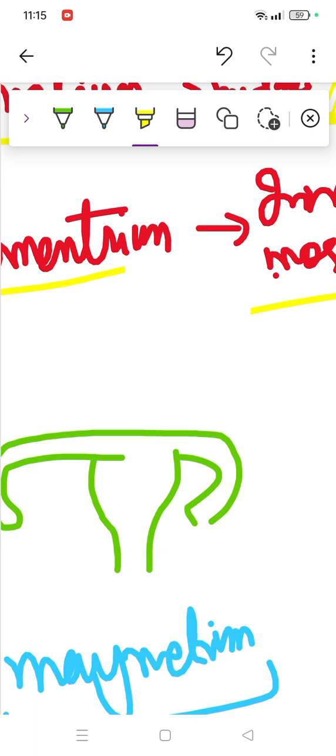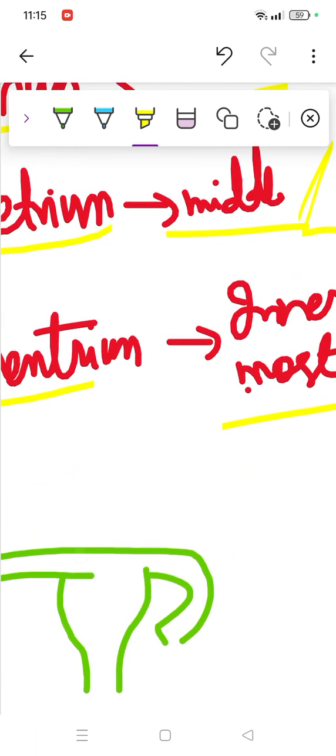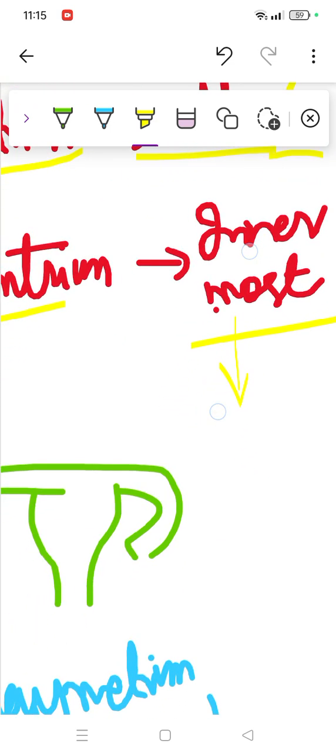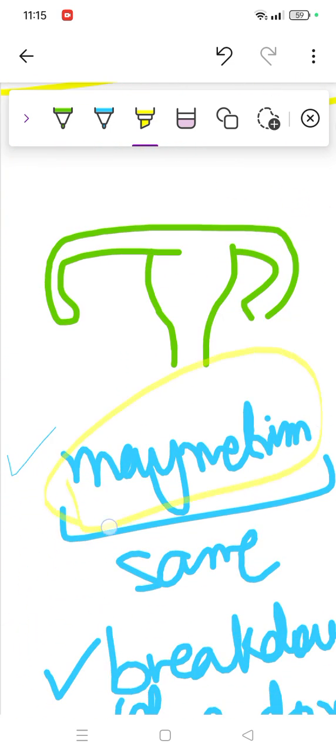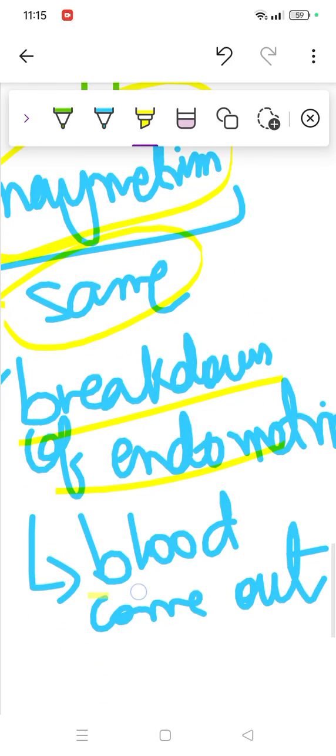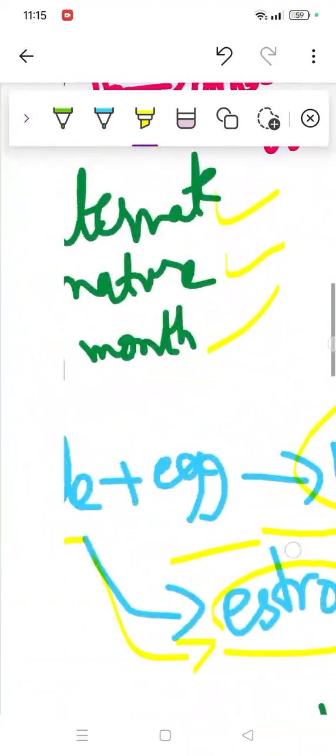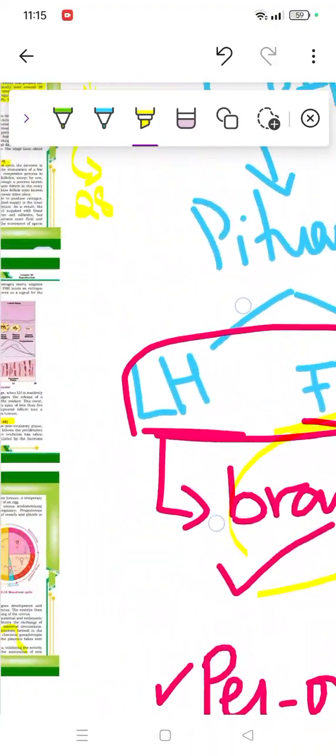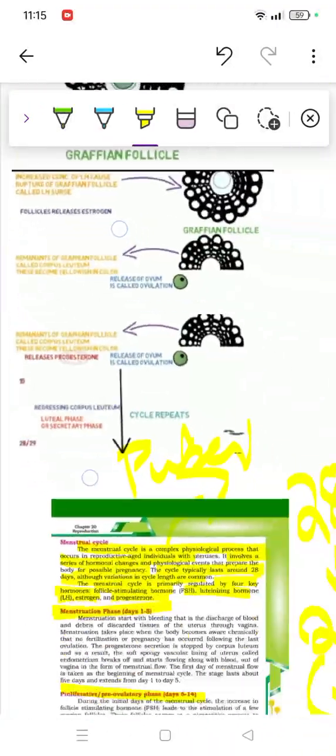So during the menstruation cycle, what would be the changes? You'll see the basic change: the breakdown of this innermost layer, the endometrium, while the myometrium will remain the same, right? The breakdown of the endometrium will take place, which means blood will come out of the body. I've just given you a summary of the first part. If I explain this one, then yes, we were done.